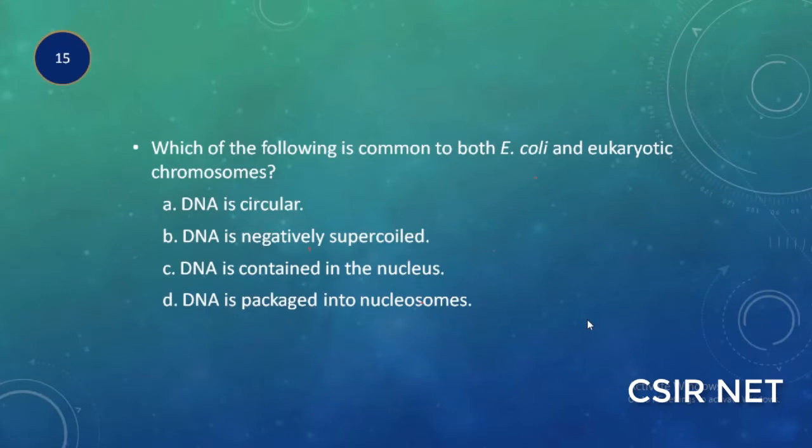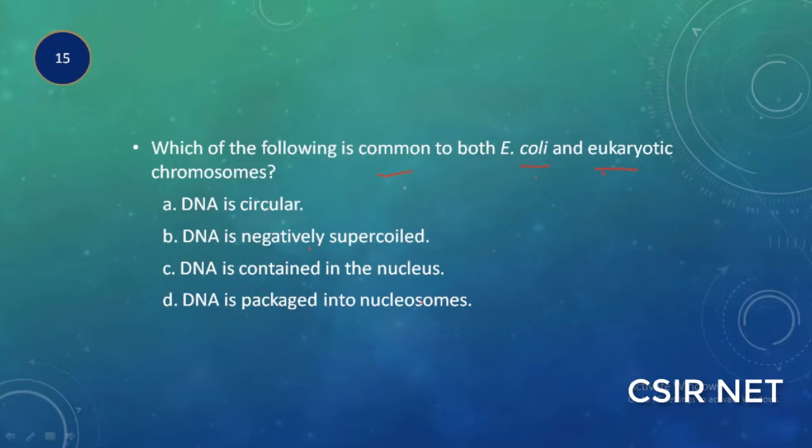So this is the first question. I will give you a question and you have to answer it within 15 seconds. Which of the following is common to both E. coli and eukaryotic chromosome? Once again I am repeating. Which of the following is common? They have asked about the common thing between E. coli and eukaryotic, so you can easily understand they have asked about prokaryote and eukaryote.